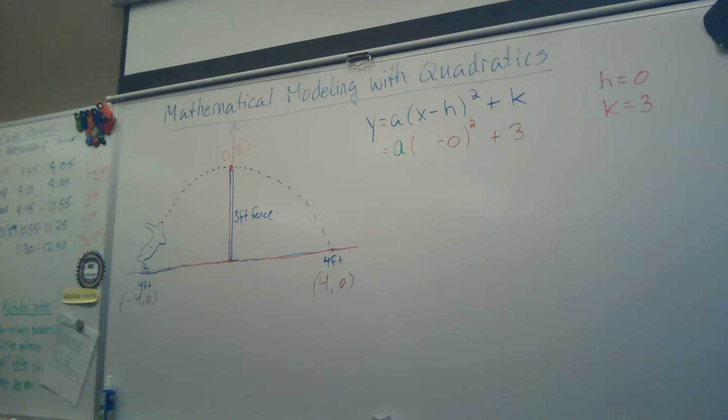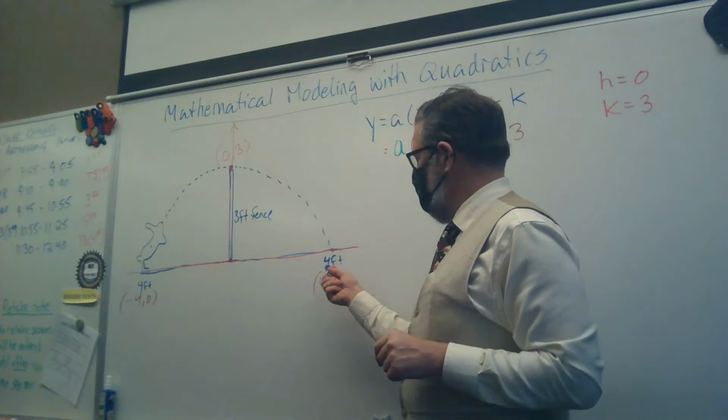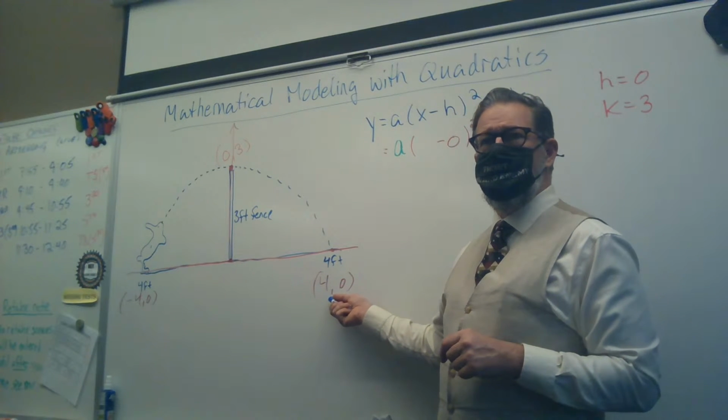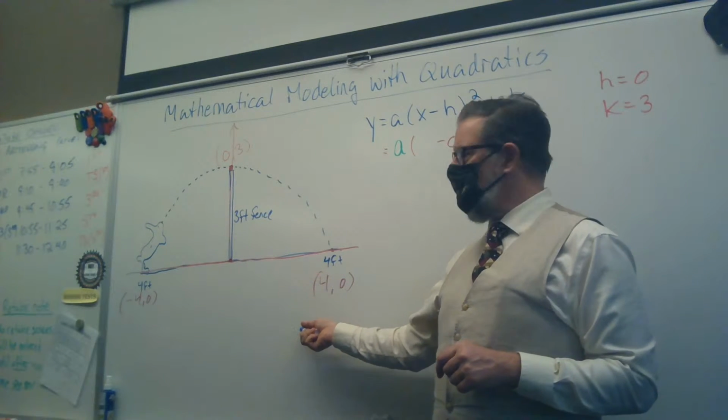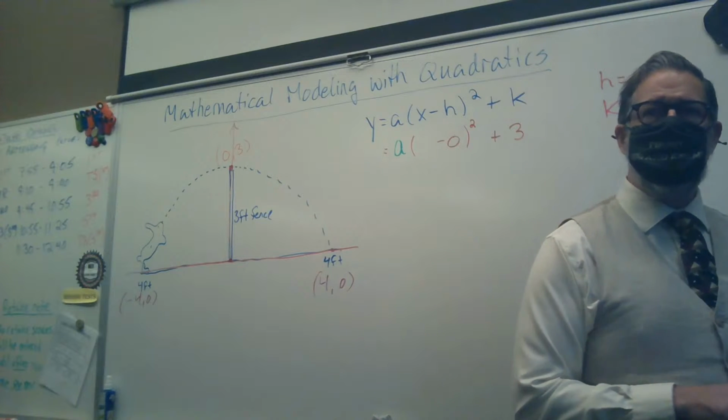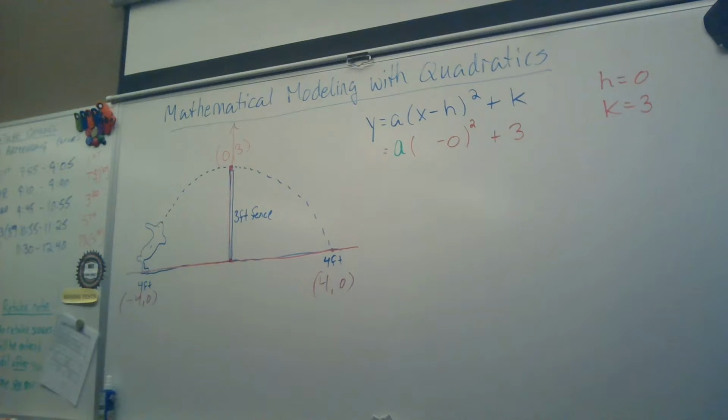What do I know? What information have I not used yet at all? That information, have I used that yet? No. Could that go into my equation somewhere? What does 4 comma 0 represent on this graph? X-intercept. X-intercept? What else? Distance from the fence. Distance from the fence, although that's just 4 feet as opposed to 4 comma 0.